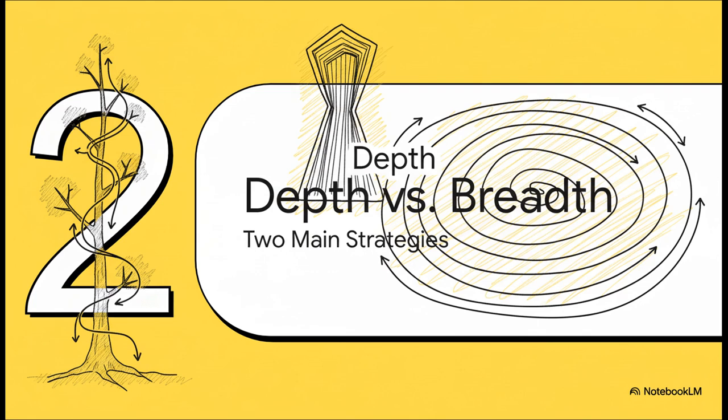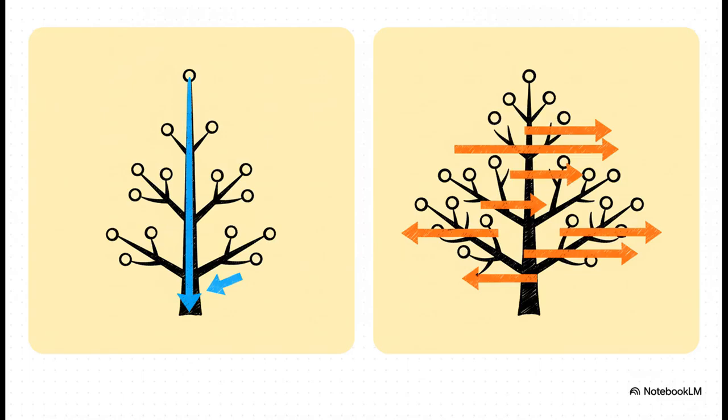Now, when it comes to navigating a tree, you've basically got two main game plans. You can either go deep or you can go wide. So let's talk about depth versus breadth. Okay, let's break these down. First up is Depth First Search, or DFS. The name kind of gives it away, right? You dive deep. Imagine you're in a maze. You pick one path and you follow it as far as you can possibly go. Once you hit a dead end, then you backtrack and try another path.